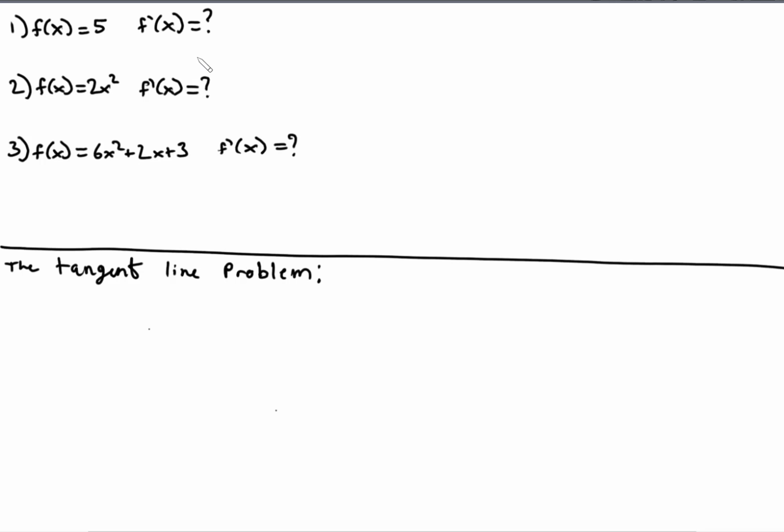So first off, let's start off with our 3 questions here. The first one says f of x is equal to 5, so what is f prime of x? Now, it's basically asking what is the derivative of 5. So algebraically, we can think of this function as 5 times x to the 0th power, because anything to the 0th power is just 1, right? And 5 times 1 is 5.